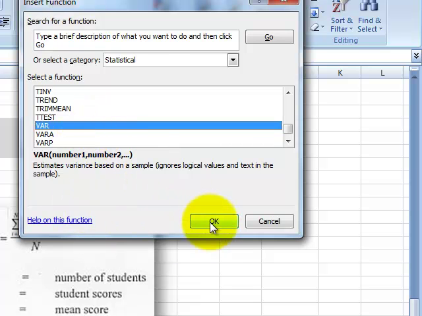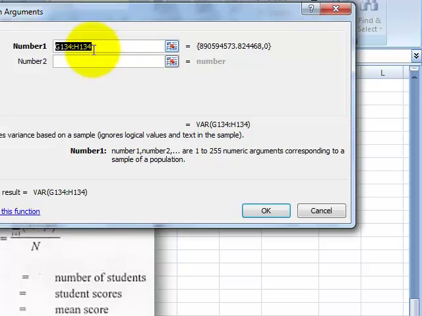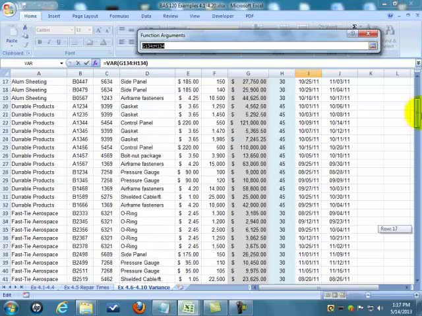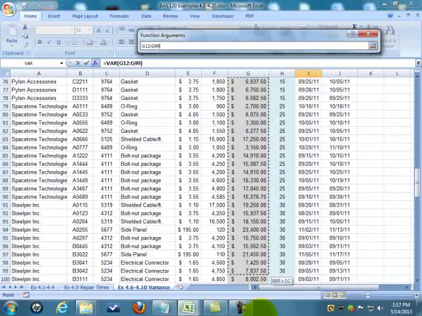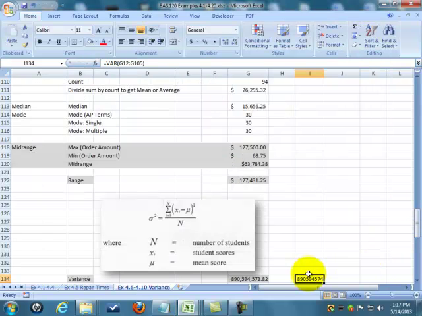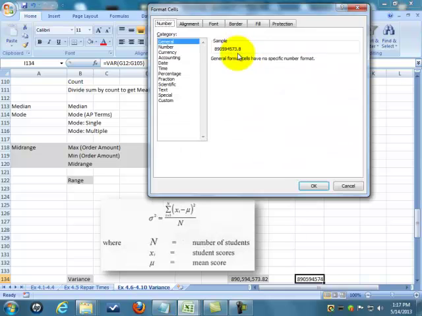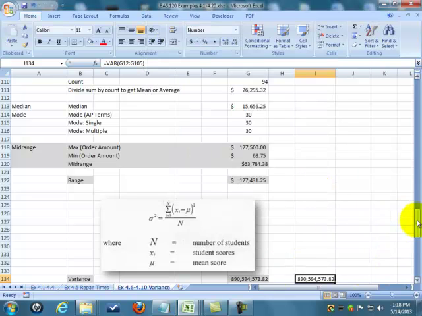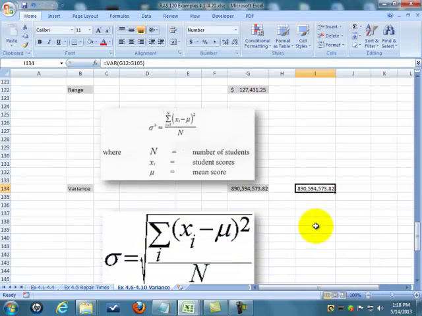So we would do this equation, and then it simply says, tell us the range. And our range for this is all of these scores. And we would hit OK. And there we would get our number. And we might want to make this number a little more presentable by putting some commas in. And there you see we get our 890. Now this is somewhat helpful, but it can be a little bit hard to understand. 890 million is my variance. Well, to most folks that doesn't mean a whole lot, at least not to me.